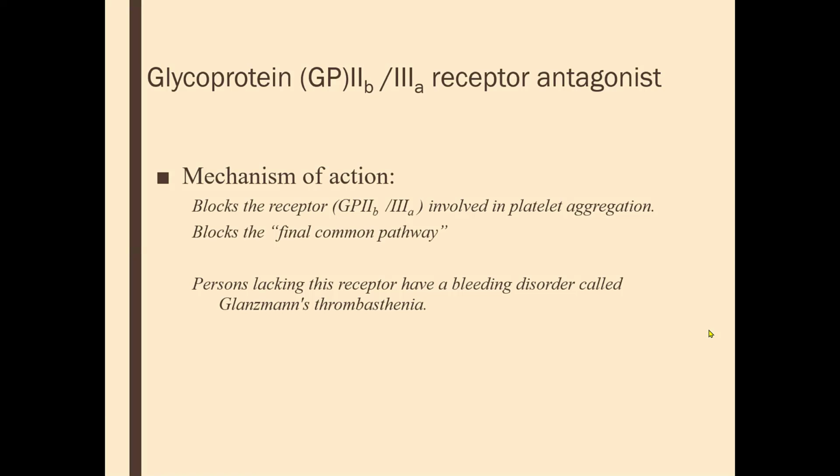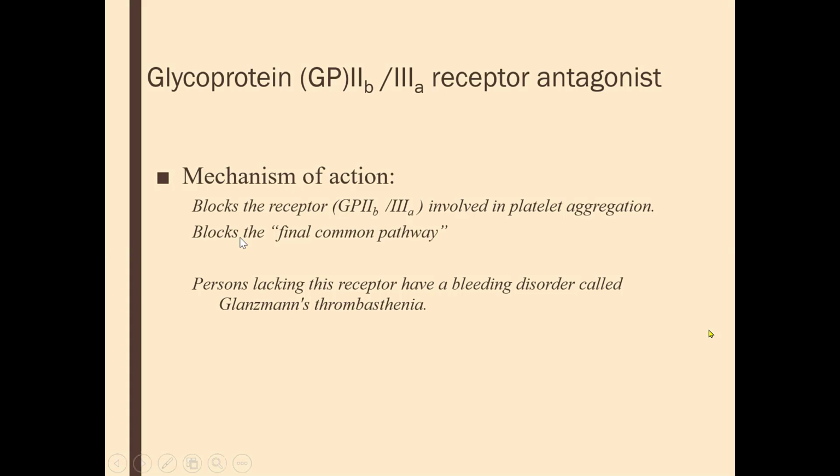Okay, so the 2B3 receptor antagonism. This 2B3 receptor, I told you, is the last step, or you can say the final common pathway for platelet aggregation, isn't it? All platelets aggregate because of 2B3 receptor activation in the end, right? So a 2B3 receptor antagonist simply binds to the receptor and inhibits this final common pathway, right?